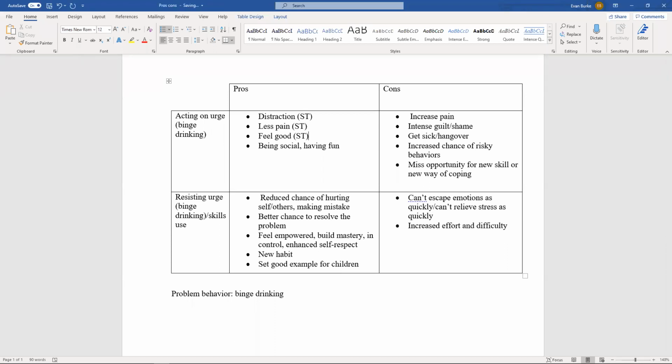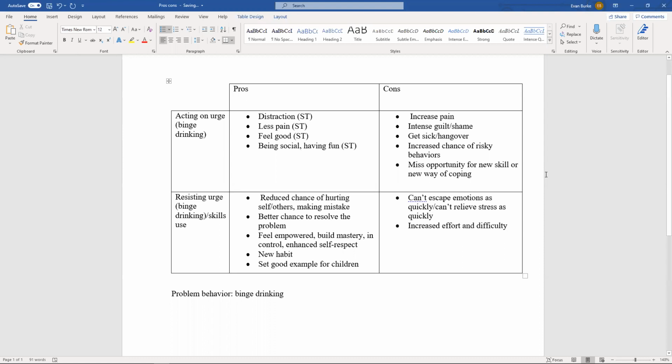What about being social and having fun? Again, I would call that a short-term effect because eventually, you have to leave. Yeah, sure, you're having fun right now, but possibly at the expense of solving the problem, which will, again, still be around when you're done. So I'm going to put that as a short-term effect.